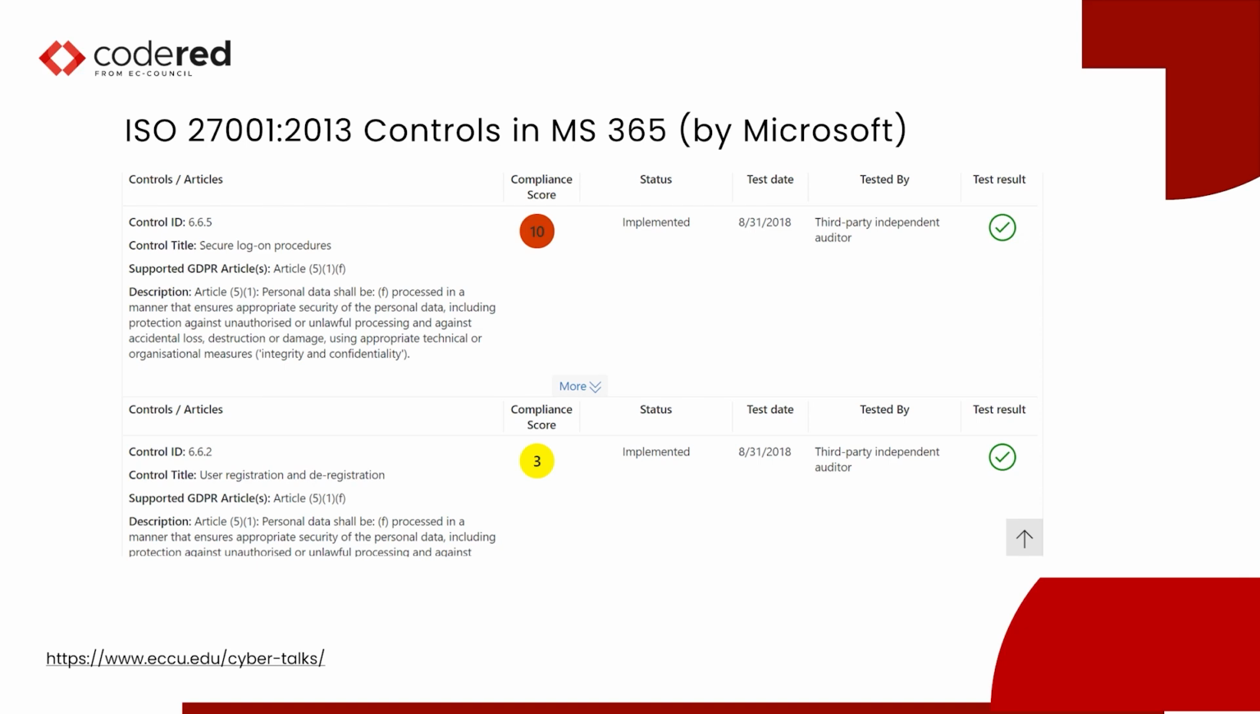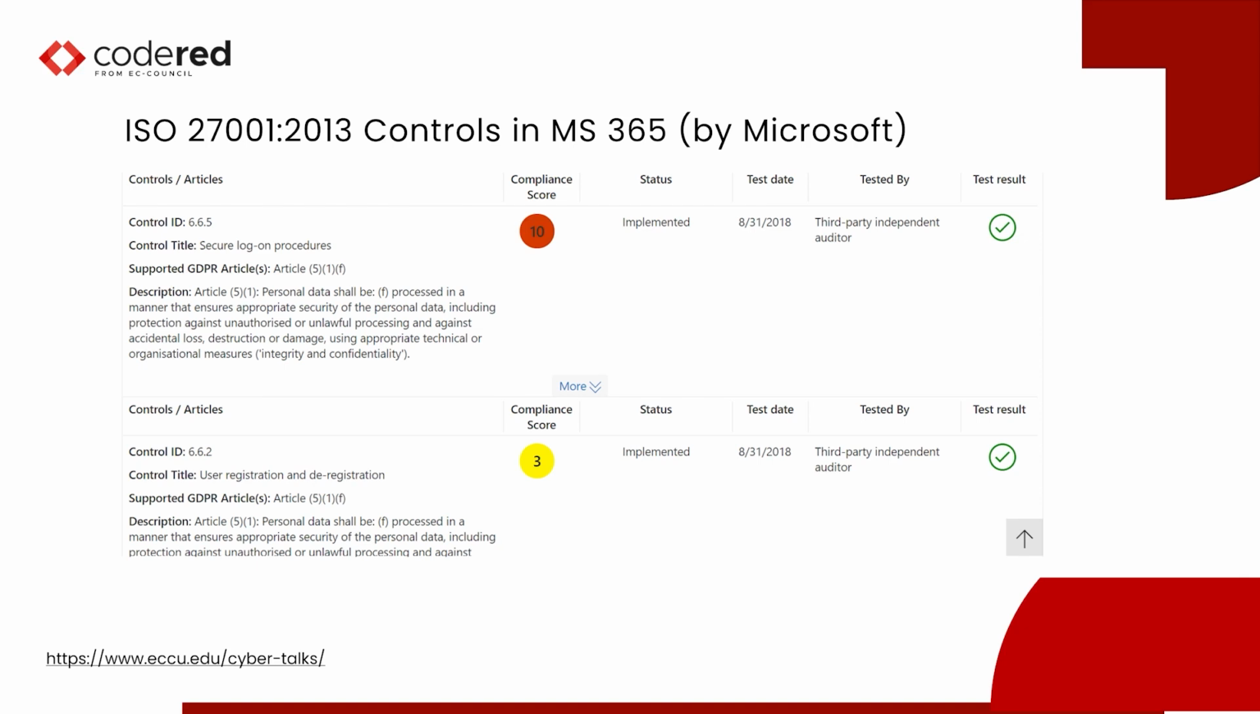As we know that the certification has to be redone every 3 years, there should soon be a new test date, hopefully, by the third-party independent auditor telling us this technical secure logon process is still working as it should. And then obviously the test date will go up. So that's how it works.